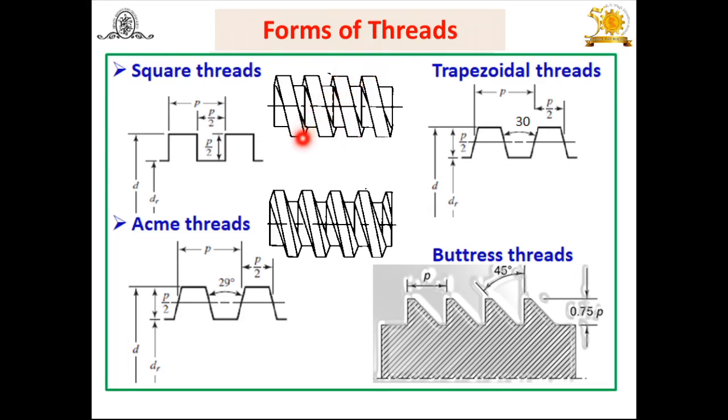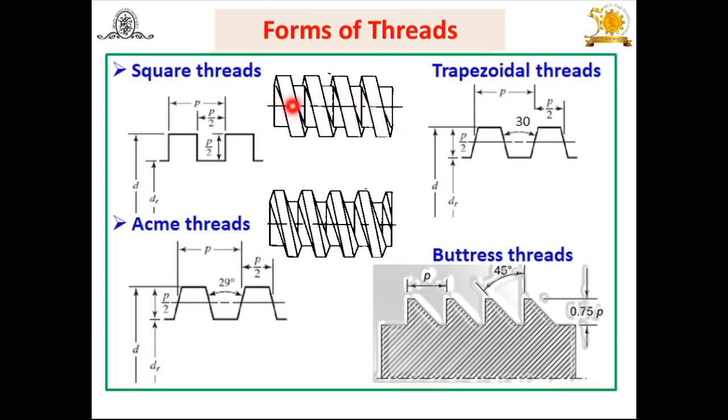But in this case, it is not so. In power transmission, we have to reduce the friction between the screw and the nut. That is why V threads are not suitable for power screws. Try to understand why V threads are not suitable; they are used for fastening purposes. Then you will find other forms of threads available, that is square threads and trapezoidal threads. These two threads are more suitable in the case of power screws.